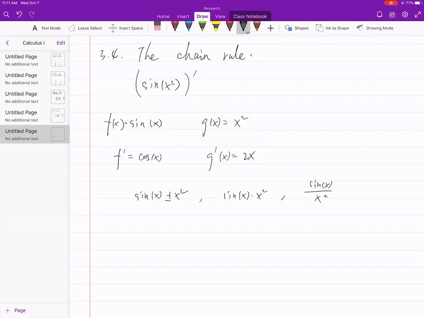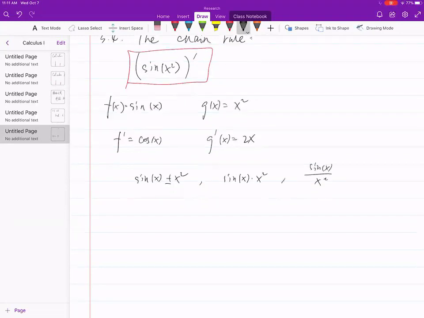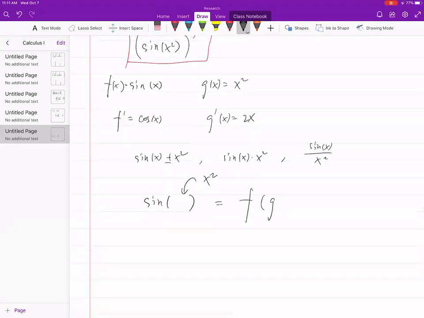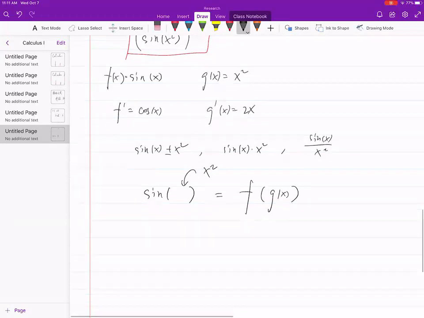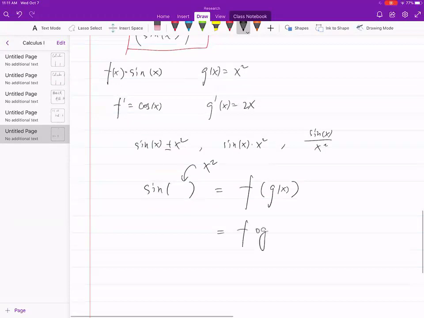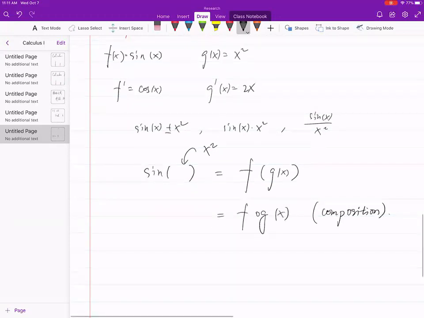Now you see, this one does not belong to any of them. This one is not a simple sine x and x squared combined by plus, minus, dividing, or times. It's combined by a function decomposition, which means I put sine x, and then I put x squared here as my variable. That is written as a composition, f of g of x, where I take g of x as the input of my f of x. That's what we mean by function composition, and today we will be handling this. Sounds good?